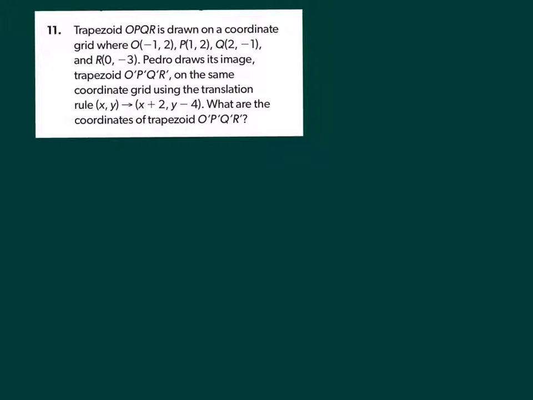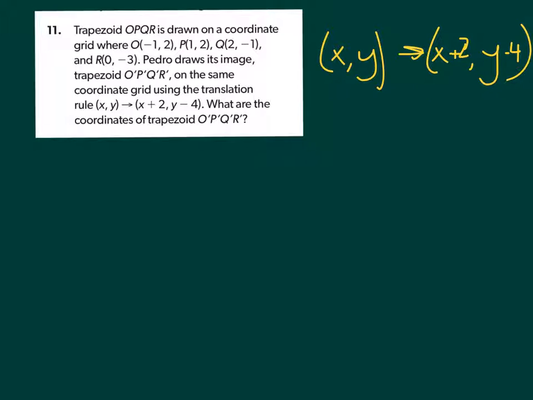All right, here's one where we are going to apply a rule and find the location of the image without using a coordinate plane. So it says trapezoid OPQR is drawn on a coordinate grid where O, P, Q, and R are these identified points. Pedro draws its image, trapezoid O'P'Q'R', in the same coordinate grid using the translation rule where (x, y) becomes (x + 2, y - 4).